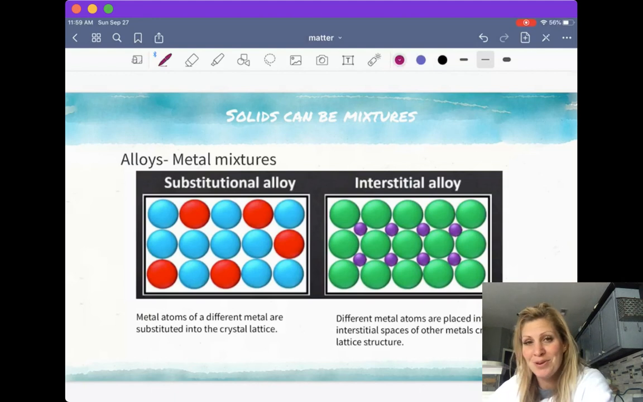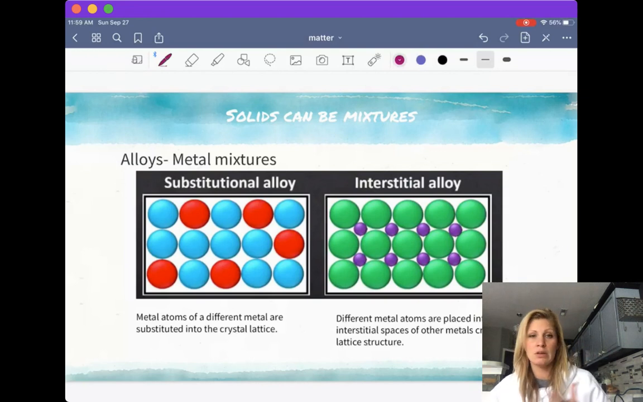A lot of people don't realize that solids can actually also be mixtures as well. And some examples are alloys. Alloys are mixtures of metals, and we use those all the time, and you don't even realize. So there's two types of alloys that I do want to bring up. The first one is called a substitutional alloy.